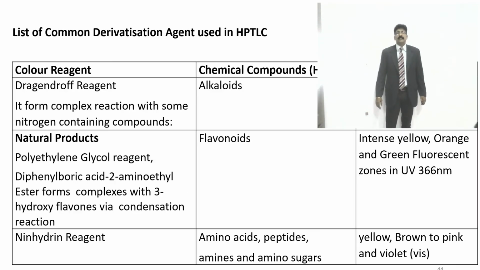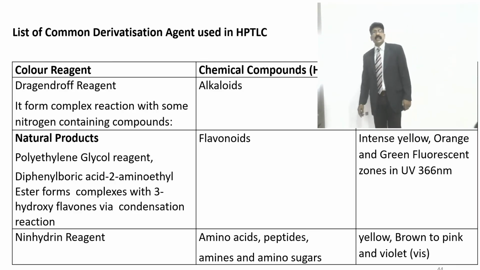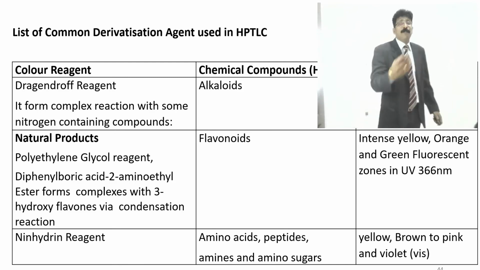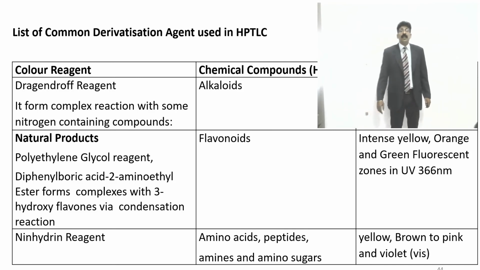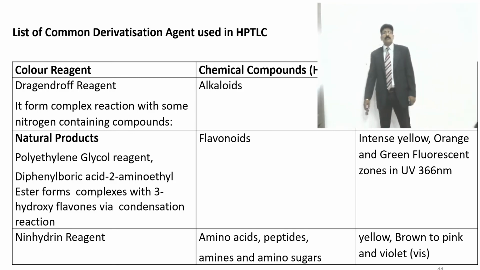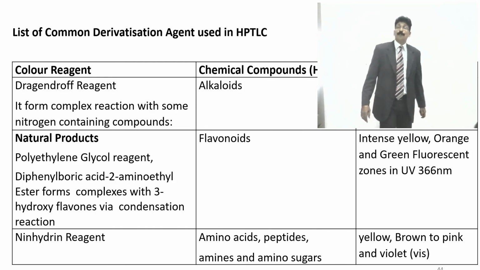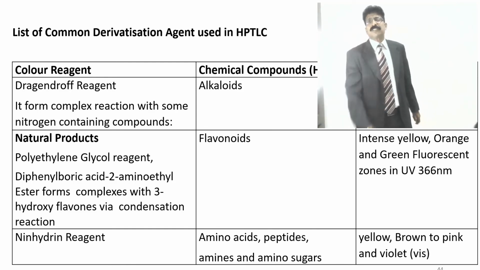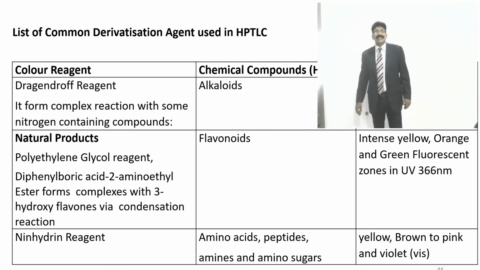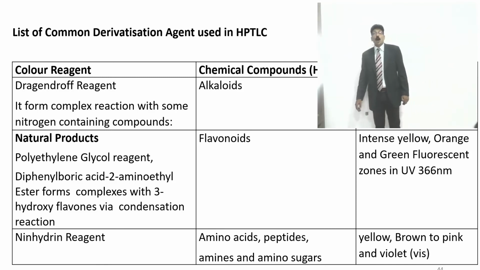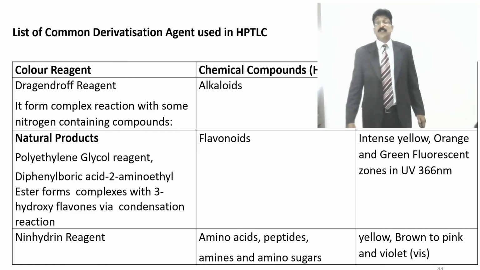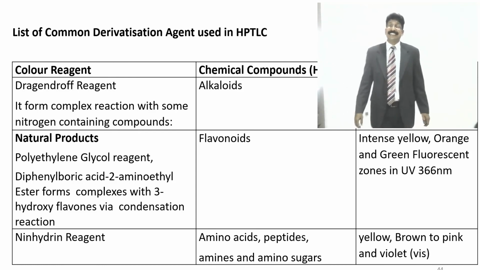And you can see for coloring reagents, for derivatization, as I told, many natural reagents can be used. For alkaloids, Dragendorff's reagent forms a complex reaction with nitrogen-containing compounds. An orange-red color can be seen, which is hidden in my picture. And natural products reagents like polyethylene glycol can also be used. Intense yellow, orange and green fluorescence is shown in UV at 366 nanometers for flavonoids.